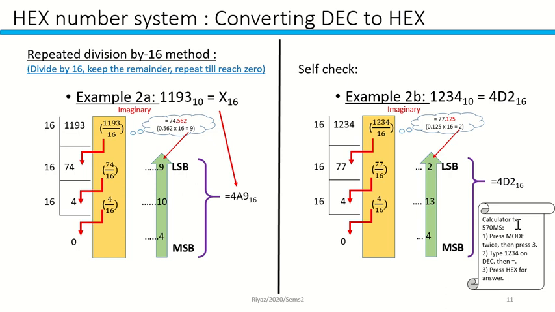For example, if you are using FX570MS, you just press the mode twice, press 3 to select the base, and then in the decimal type 1234 and press the equal sign, and then you select the hexa for the answer. So this is how you do it in the calculator.